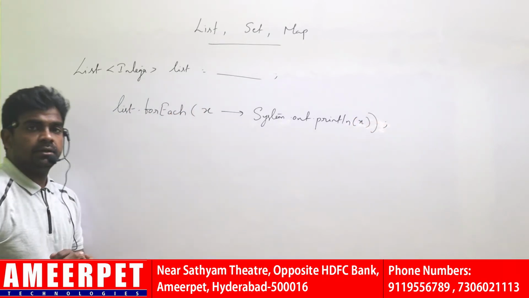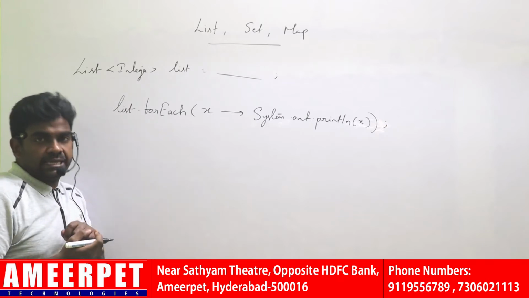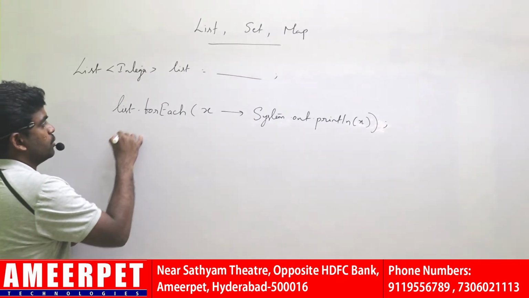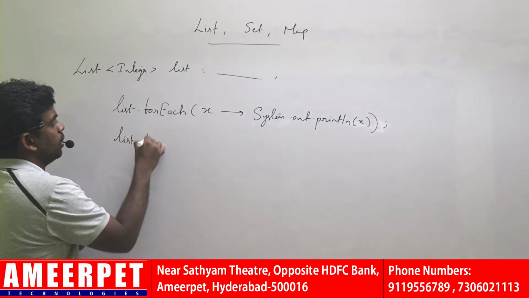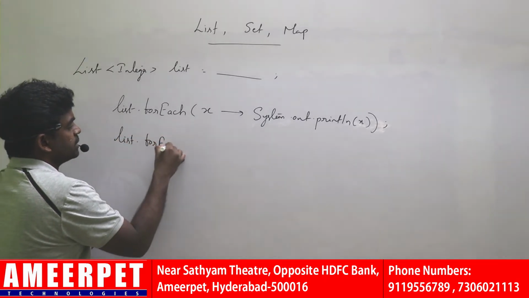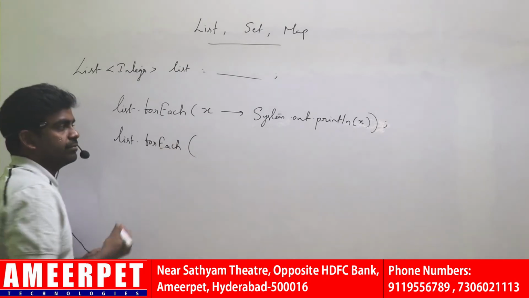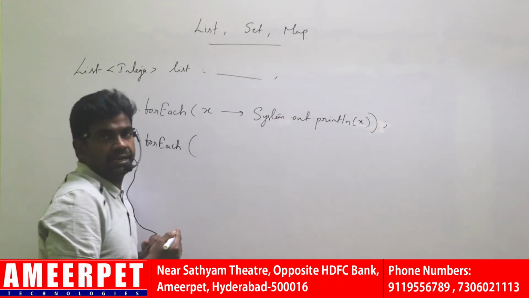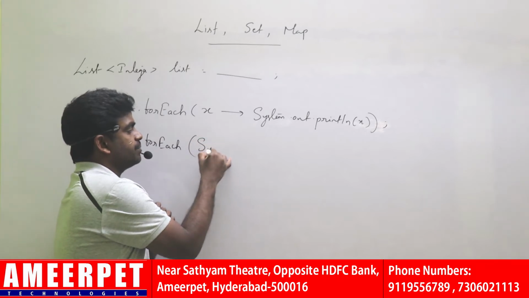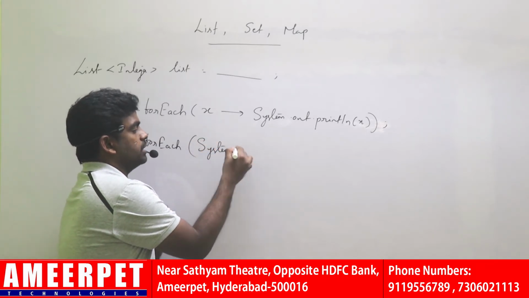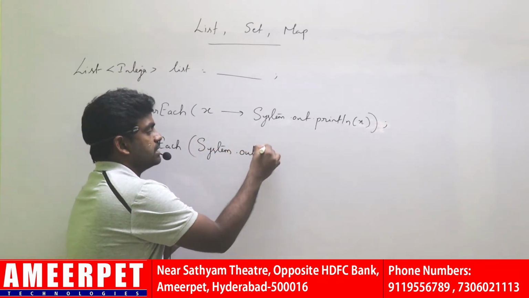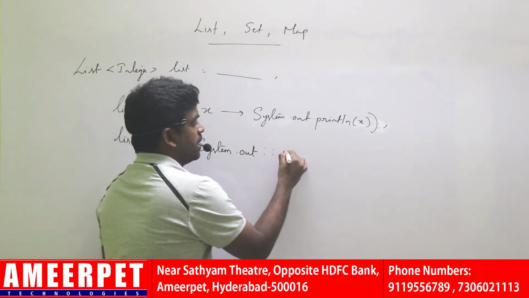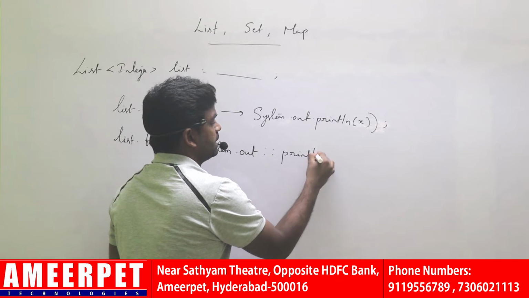Instead of using the lambda expression, we can simply use the method reference also. So what is that way? list.forEach, and we pass the method reference. How can we pass the method reference? We refer to the println method directly: System.out. In the System class, out is a reference, then the scope resolution operator, and we just give the println method.